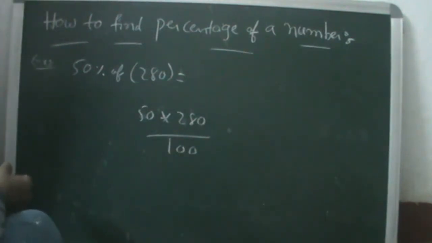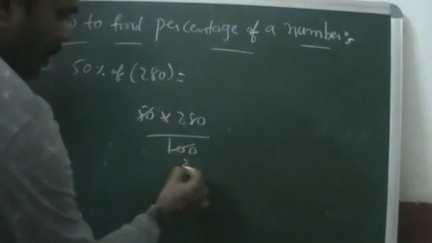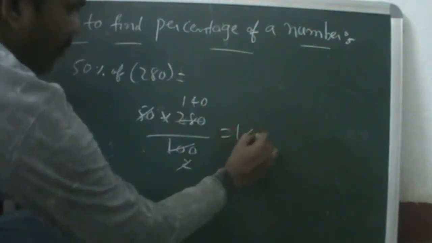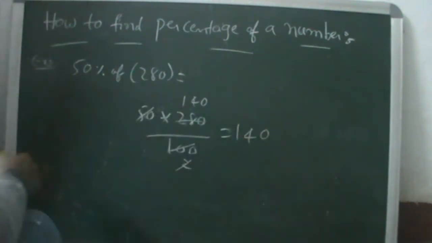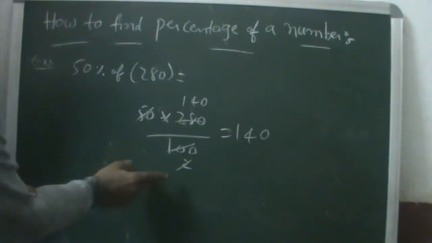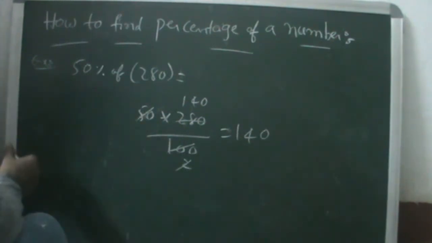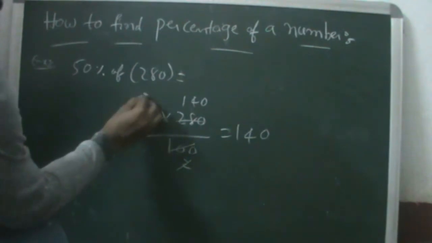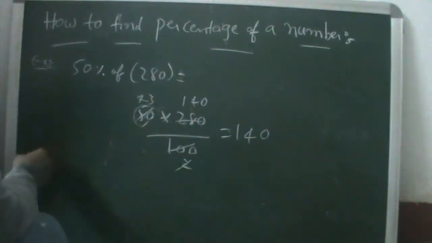This is the general procedure to find the percentage of a number. Here 50 into 2 is 2, and 2 into 140, and of course it is easy because both are round figure numbers. This is the normal procedure to find percentages. If you have proper cancellation, then it is very easy. But in some cases it is difficult, like instead of this 50 you have something like 43, so it is very difficult to solve.